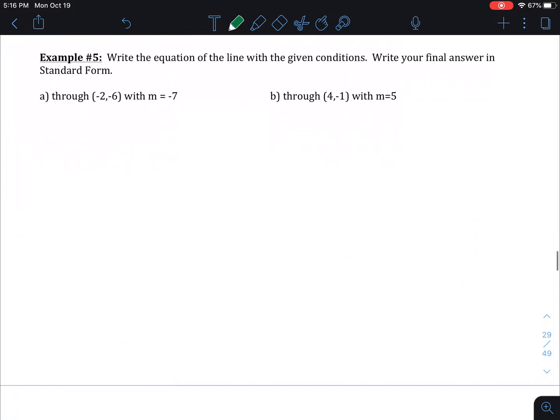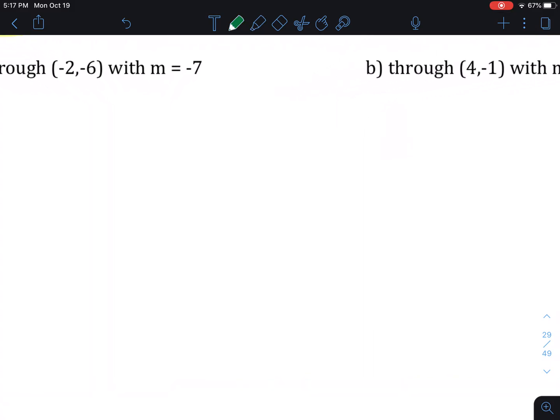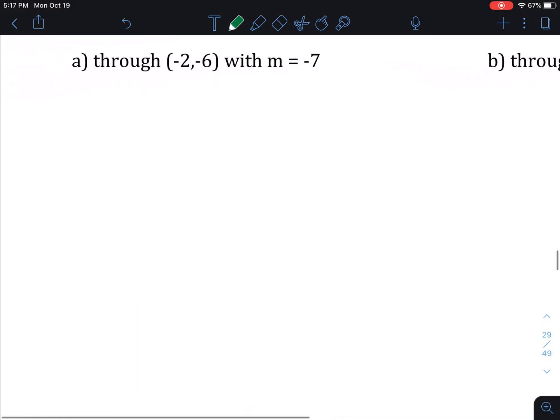All right, let's go down to example 5. Now we're going to up the difficulty a little bit. We want to write the equation of the line with the given conditions, and of course, we're going to write your final answer in standard form, that new one we just learned. Now, if we look at the information they give us, a point saying it's a line that must go through (-2, -6), and that line would have a slope of -7.